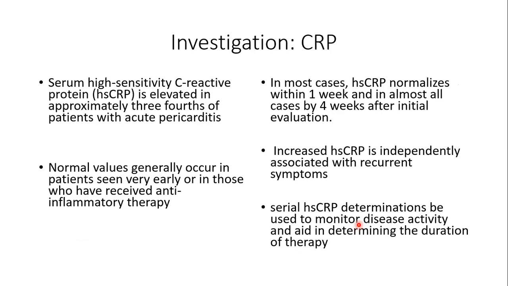I think we talked about most of this earlier. On the CRP, in particular the high sensitivity CRP, it is elevated in about 75% of patients with acute pericarditis. In most cases, the high sensitivity CRP normalizes within 1 week, and in almost all cases by 4 weeks after the initial elevation. An increased high sensitivity CRP is independently associated with recurrent symptoms in patients who tend to have recurrent pericarditis, and serial high sensitivity CRP determination can be used to determine disease activity and aid in determining the duration of therapy.